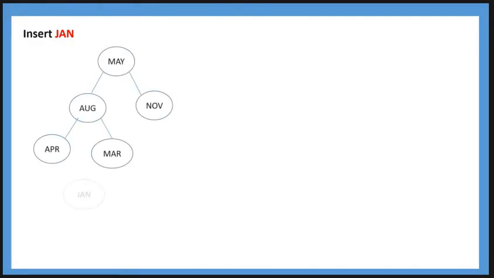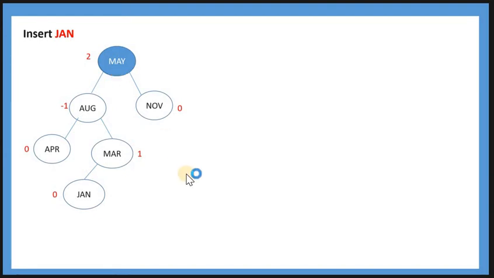So Jan is coming on which side? J is less than M, greater than A, less than M. So it is coming on this side. Okay, left side. So you check the balance factor. Which is the unbalanced node? May. Yes, May is an unbalanced node.